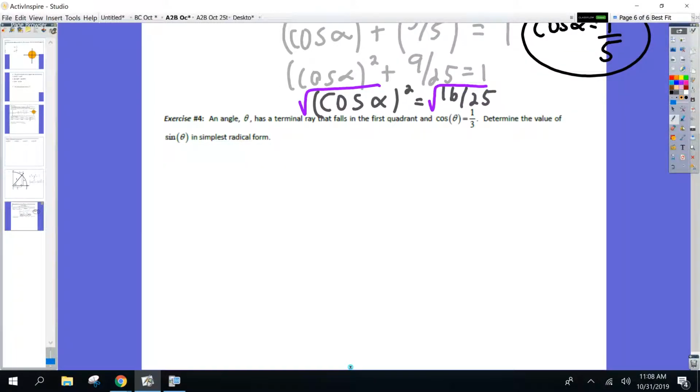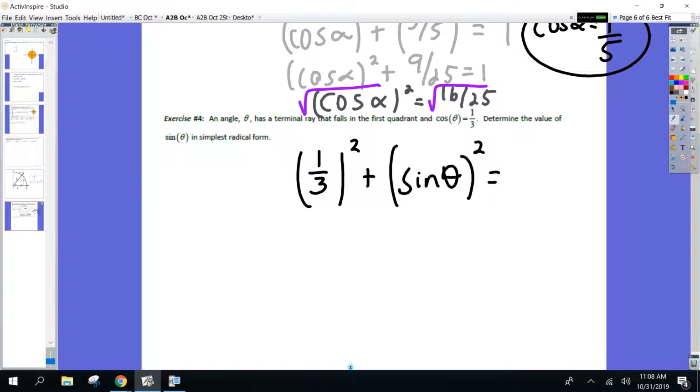Where's my angle now? Where's theta in this one? Which quadrant? First. So at the end of the problem, I know automatically my answer is going to be positive. I don't even have to worry about it at the end. Cosine is 1/3. Determine the value of sine. So 1/3 all squared plus sine theta all squared, all equal to?